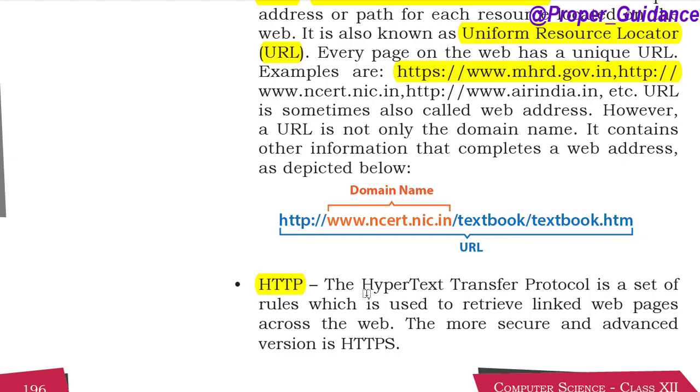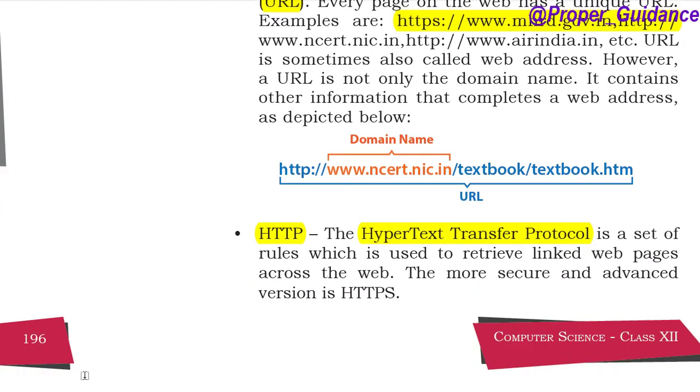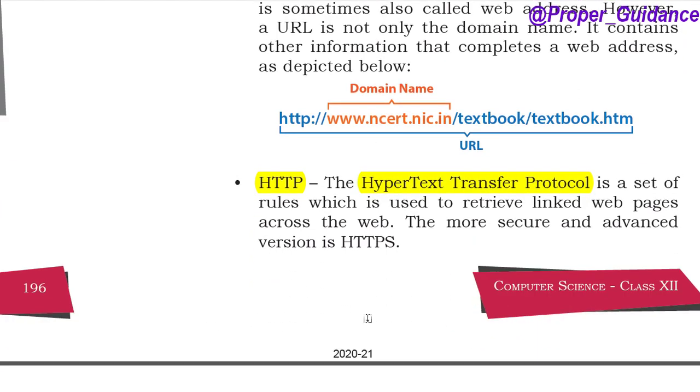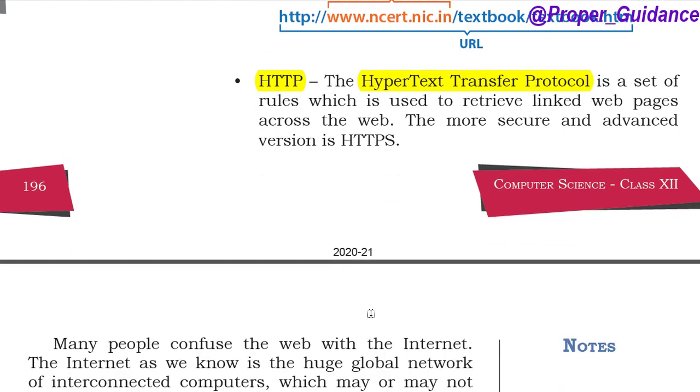After that, HTTP, the Hypertext Transfer Protocol, is a set of rules which is used to retrieve linked web pages across the web. HTTPS is the more secure and advanced version.